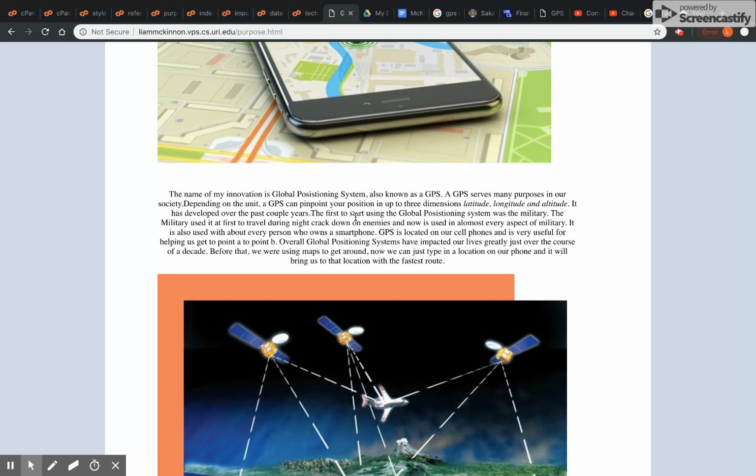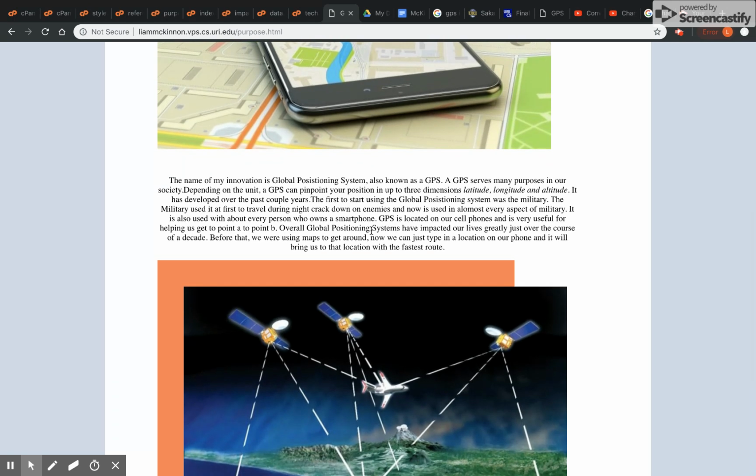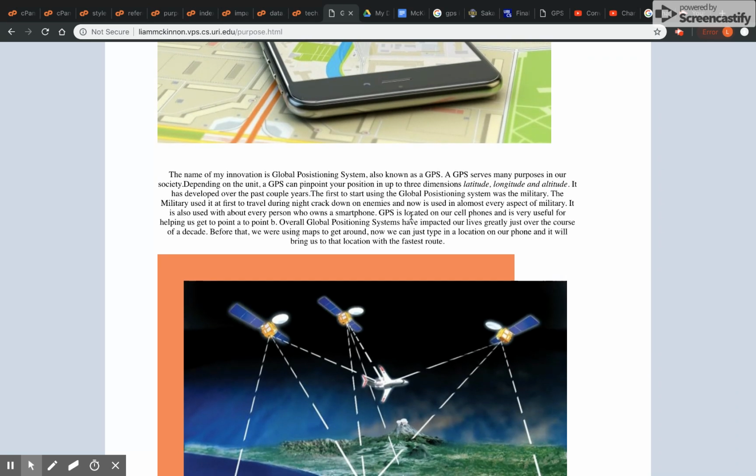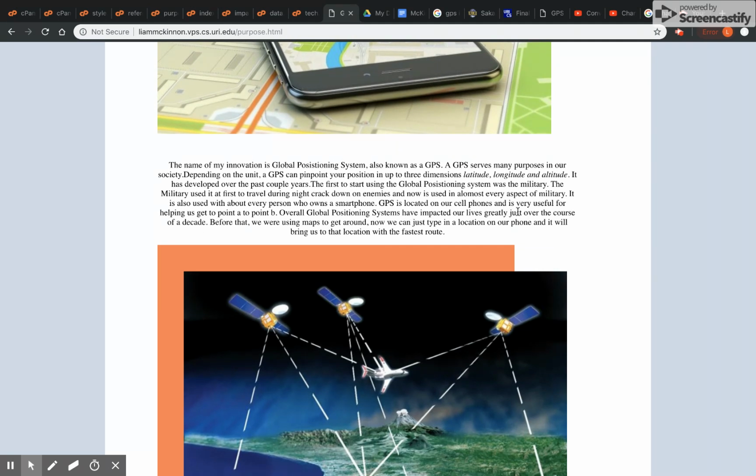The first to start using the global positioning system was the military. The military used it at first to travel during the night and crack down on enemies, and now it is used in almost every aspect of the military. It is also used by about every person who owns a smartphone. GPS is located on our cell phones and is very useful for helping us get from point A to point B.